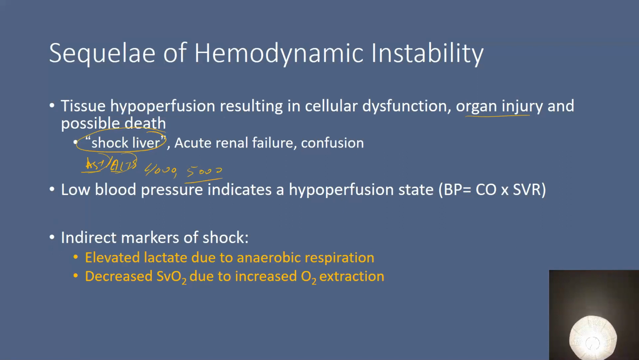So, increased lactate due to anaerobic respiration. This is an indirect marker of shock. And actually, we talk about the qSOFA score now including lactate or an SpO2 as possible measurements of shock because it's so helpful. So, lactate. If you're not getting oxygen to your body, you'll go into anaerobic respiration, and the byproduct of anaerobic respiration is lactate. So the higher the lactate, the longer you've been hypoperfused.